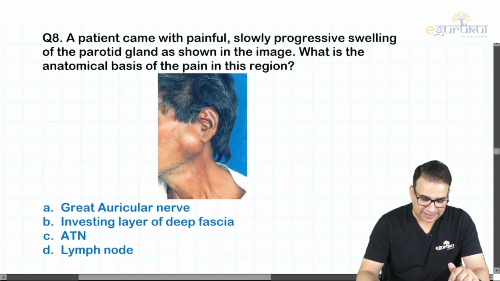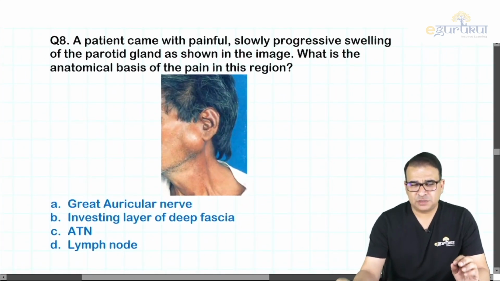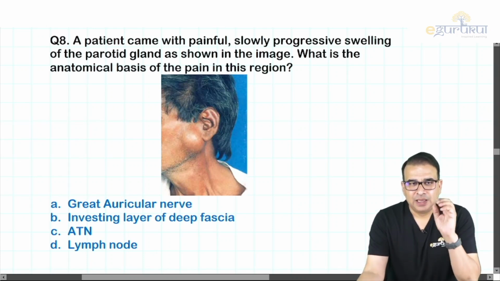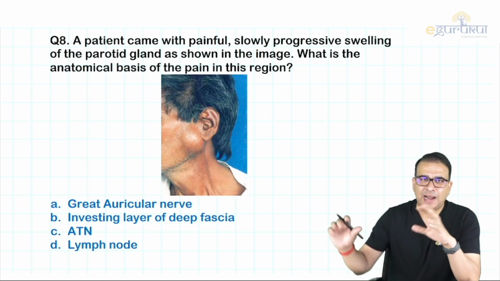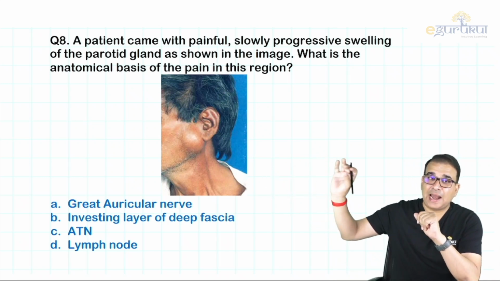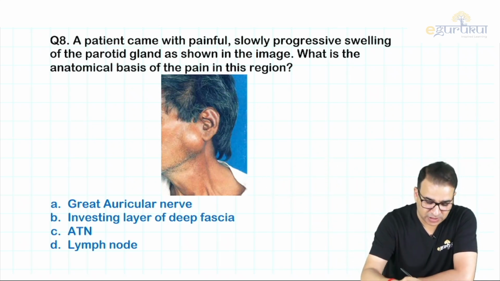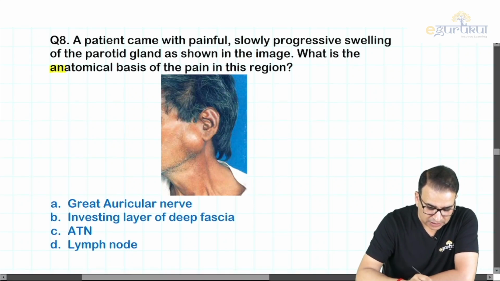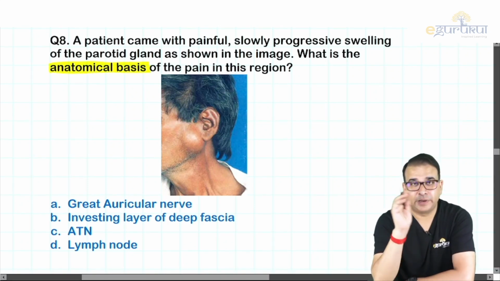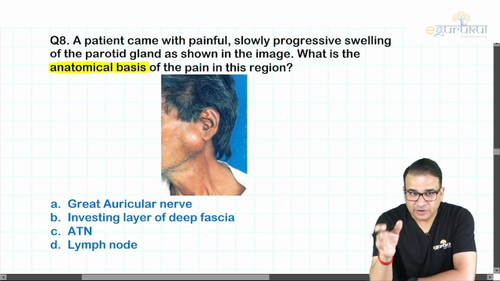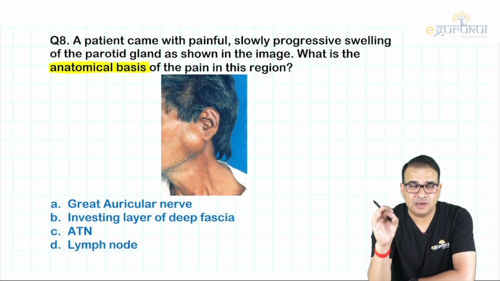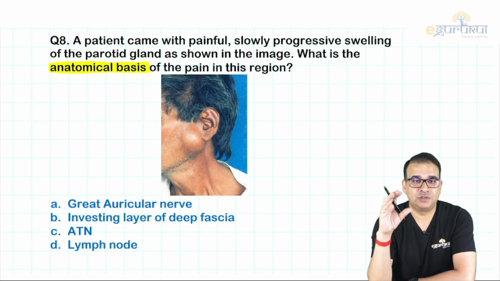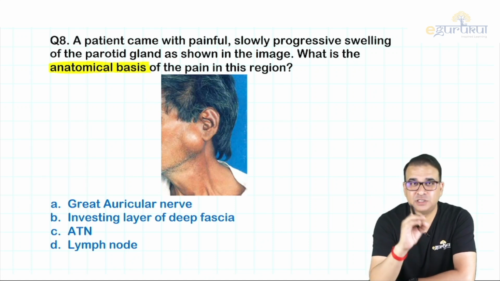The next question is one which created a little stir. It says a patient came with a painful, slowly progressive swelling of the parotid gland as shown in this image. Now, what is the anatomical basis of the pain in this region? For me, the words anatomical basis are very important here. I've confirmed this with many people, with the faculties who even went as examiners, that the anatomical basis of the pain of this region was specifically mentioned in this question.